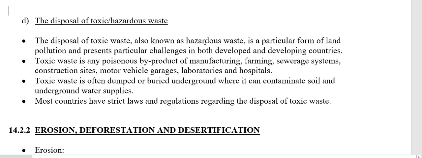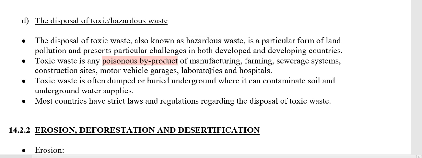Hazardous waste or toxic waste is when the stuff that we are disposing of is dangerous. It's harmful to human health. All right. So it's also known as hazardous waste because it's dangerous, right? This happens particularly in the form of land pollution. When we leave stuff on the land, and obviously this is a challenge for both developed and developing countries. Again, the more people there are, the more waste we are going to produce. All right. So toxic waste is any poisonous byproduct. Now, it's only toxic if it is harmful to human or animal health. Then it's called toxic or hazardous waste.